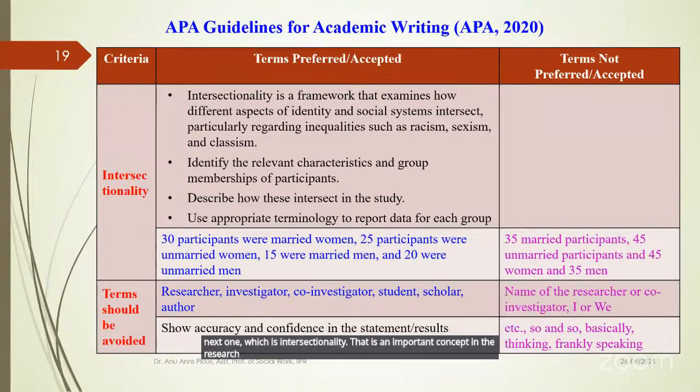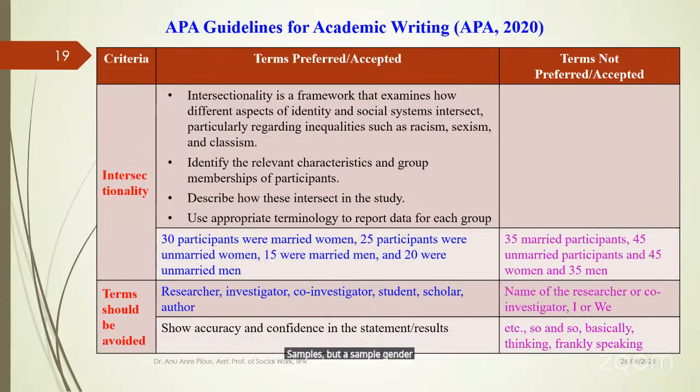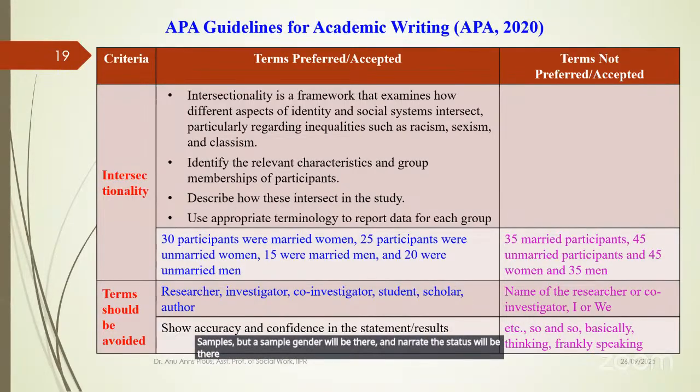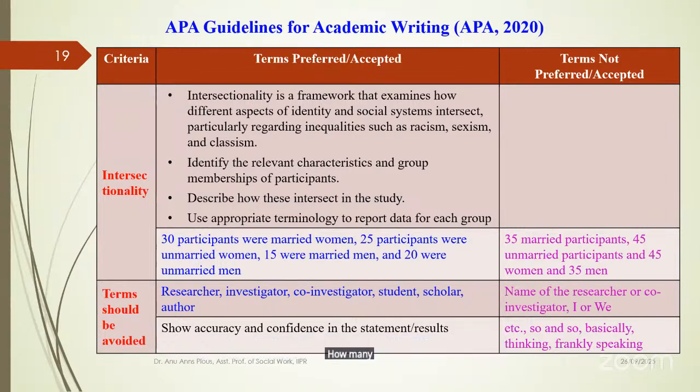That means in our research, we will have different criteria to describe our samples. For example, gender will be there and marital status will be there. So you have to give the clear number. How many are there in the married men group? How many are there in the married women group?